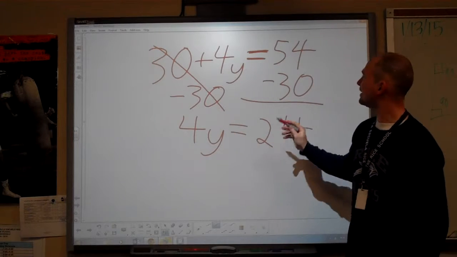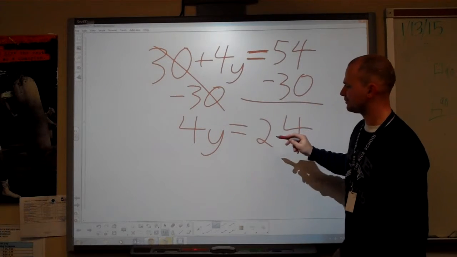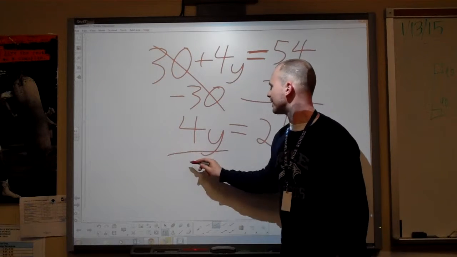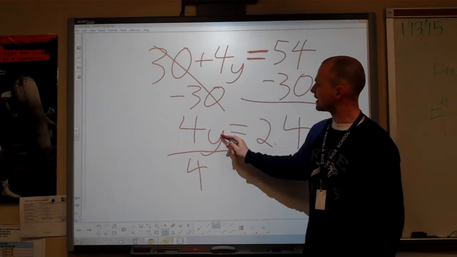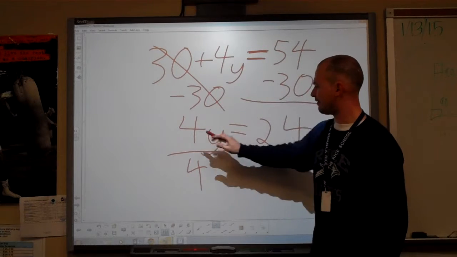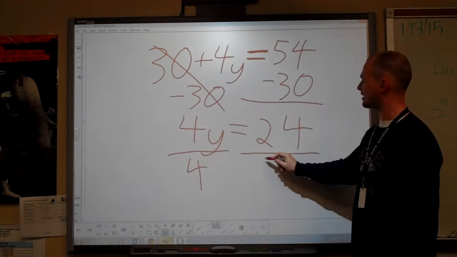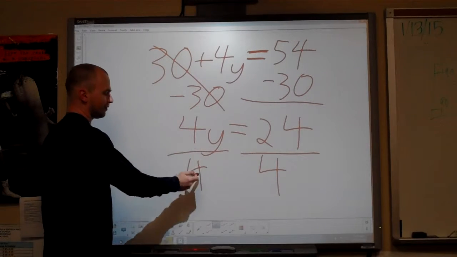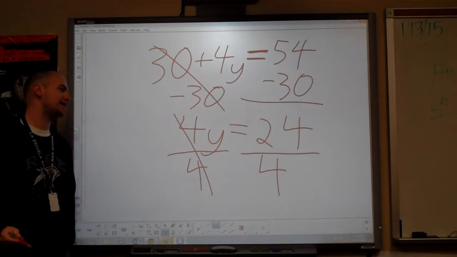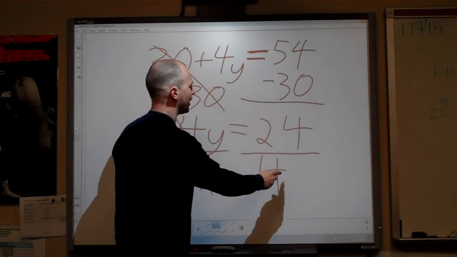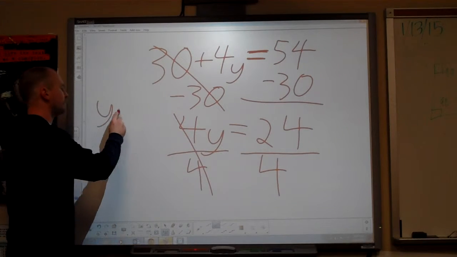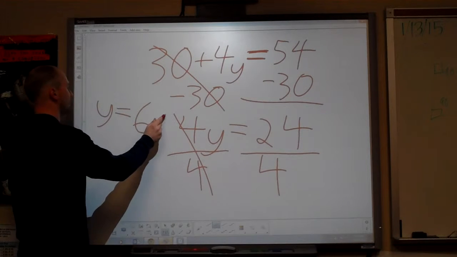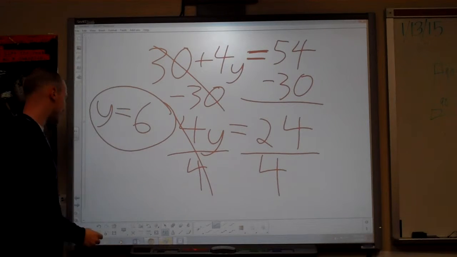So 4y equals 24. Once again, if 4 times y equals 24, I'm going to divide this side by 4 to get rid of that times 4. But if I divide this side by 4, I've also got to divide this side by 4. Now any number times 4 divided by 4, they cancel out. So I've got y equals 24 divided by 4. 24 divided by 4 is just 6. So I've got y equals 6.